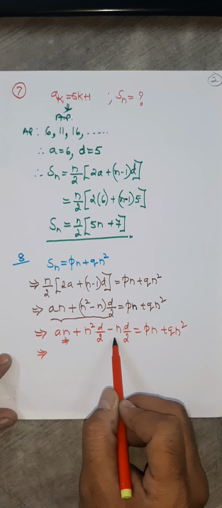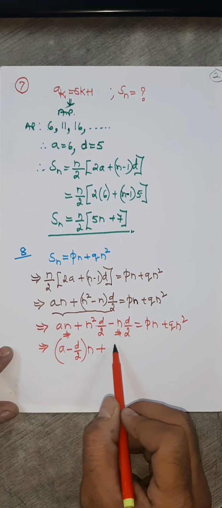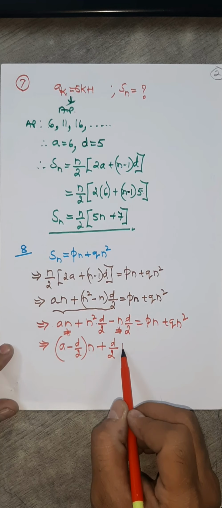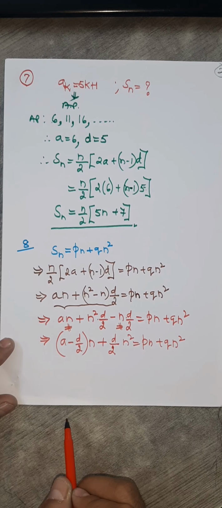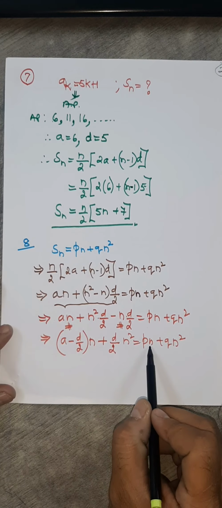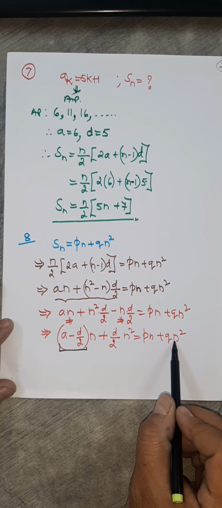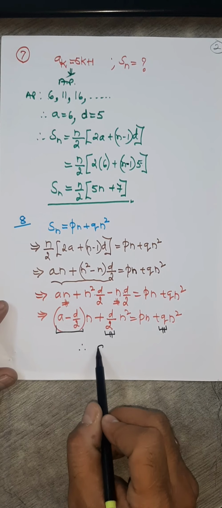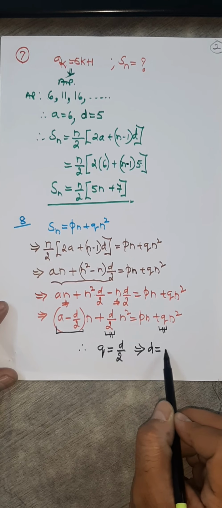Now just taking n common, so a minus d by 2 into n plus d by 2 into n square equals pn plus qn square. Fine. Now we just compare the coefficients on both the sides. What is the coefficient of n here? P. What is the coefficient of n square? Q. So comparing, we get q equals d by 2, but you want the common difference, remember. So what's d? It is 2q.